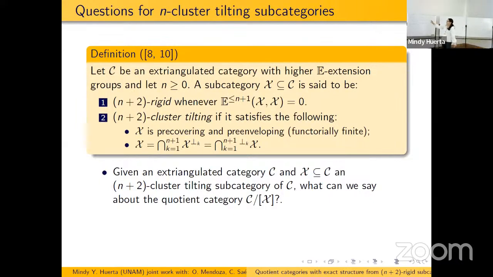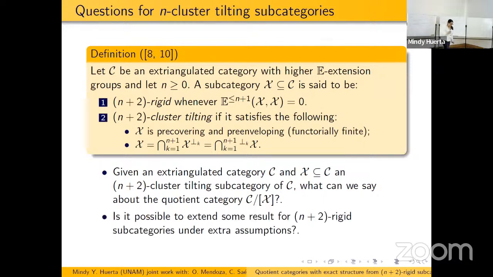For n plus 2 closed Dalton subcategories, and in a more general sense, whether it is possible to say something when you take n plus 2 rigid subcategories. If you have an n plus 2 closed Dalton subcategory, in particular it is n plus 2 rigid, but the converse may not be true. So in some sense, it's the same question, but with fewer hypotheses.